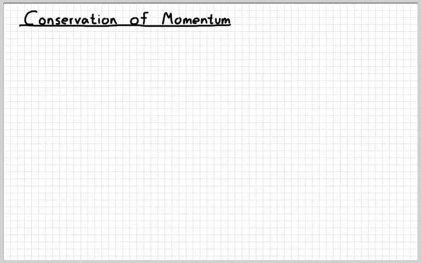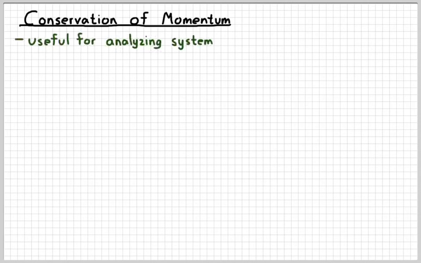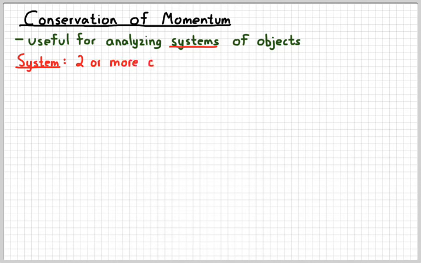Alright guys and girls, let's learn about momentum today. Momentum is really useful, and it's a very, very, very big idea in physics, because it allows us to analyze systems of objects. So systems is the key thing here today. And what a system means is that it's two or more things, or objects, which are interacting with each other.